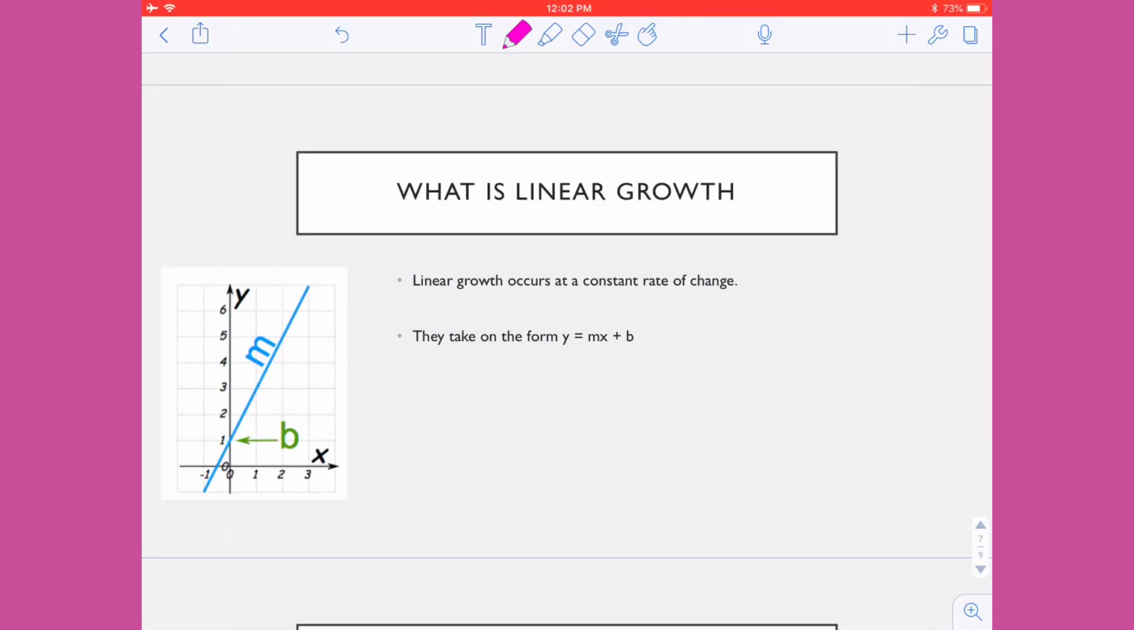One concept that we want to ensure that we feel comfortable with is the idea and the difference between linear growth versus exponential growth. Linear growth occurs at a constant rate of change. We generally represent this as a linear equation in the form of y equals mx plus b. As you see on the image on the left, there is a line and I have the letter m on that line. Slope is your rate of change.